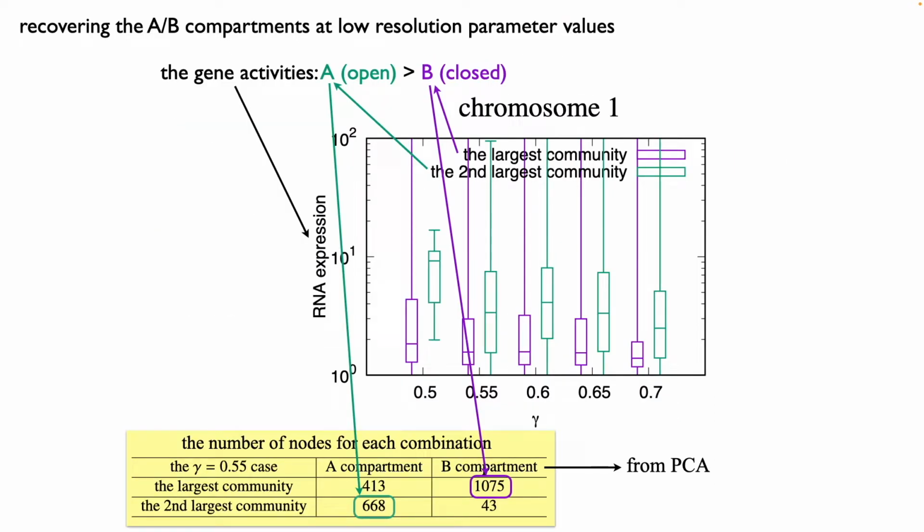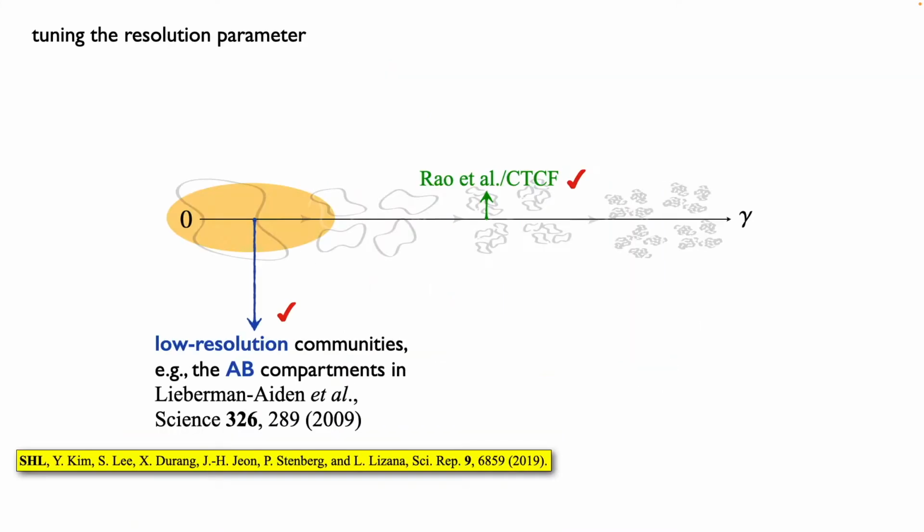So here's the evidence of the recovery of the A-B compartments from our method. If we tune the parameter values low enough, we obtain roughly two communities. And as you can see from this overlap here, the largest community from our method roughly corresponds to the B compartment, the less active one, and the second largest community roughly corresponds to the A compartment.